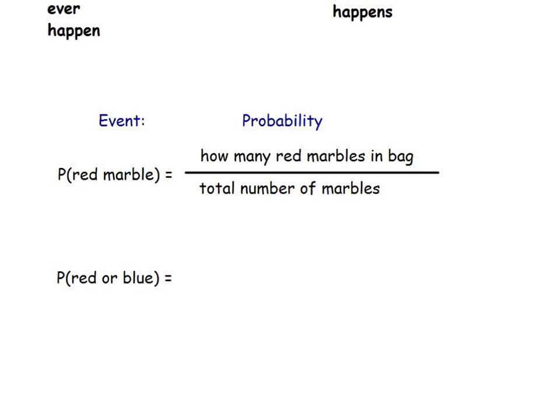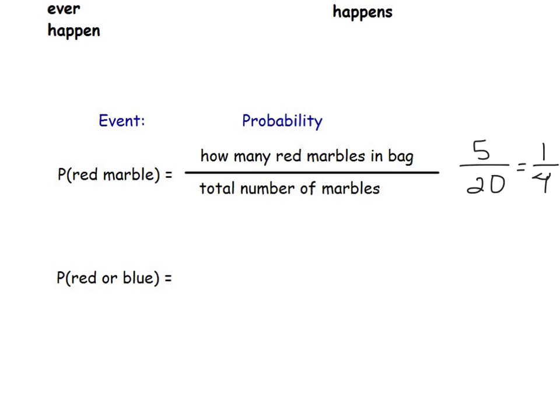Let's say I put 5 in there, over the number in the denominator, which is the total number of marbles in the bag. So let's say there are 20 marbles in the bag. And so that would simplify to 1 over 4. If you want to change that to a percent, that would be 25%.